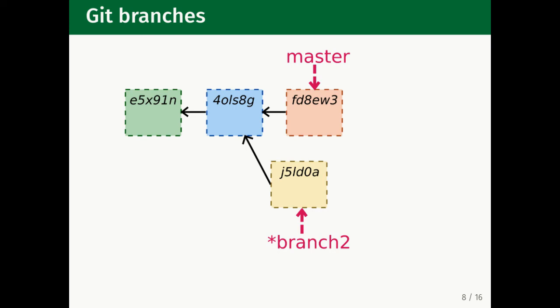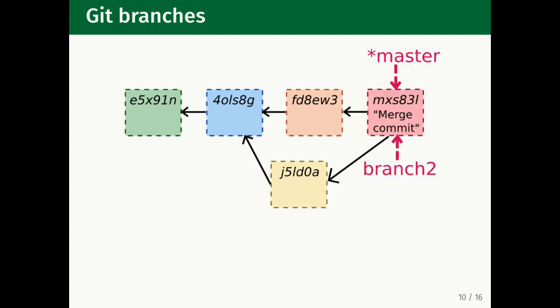Now, at some point, we usually want to combine the different versions of the project that we have on different branches. To do that, the first thing we are going to do is to switch back to the master branch, and you can see the asterisk has moved to the master to reflect this. Then we just tell Git, please merge branch 2 into the branch that we're currently working on. And it does it for us.